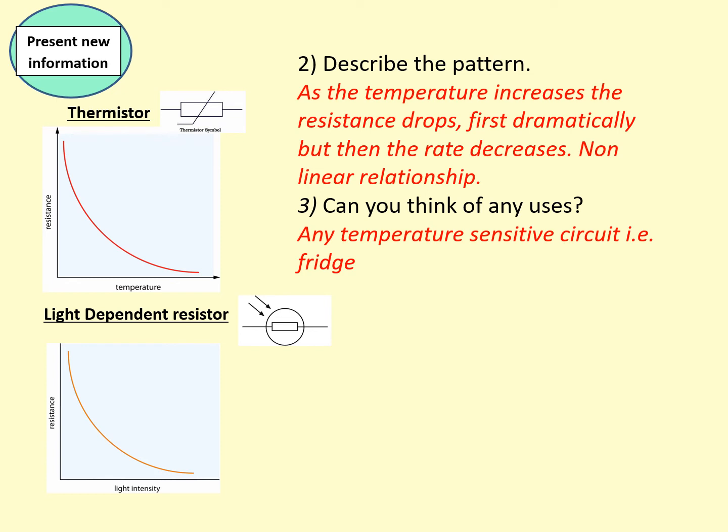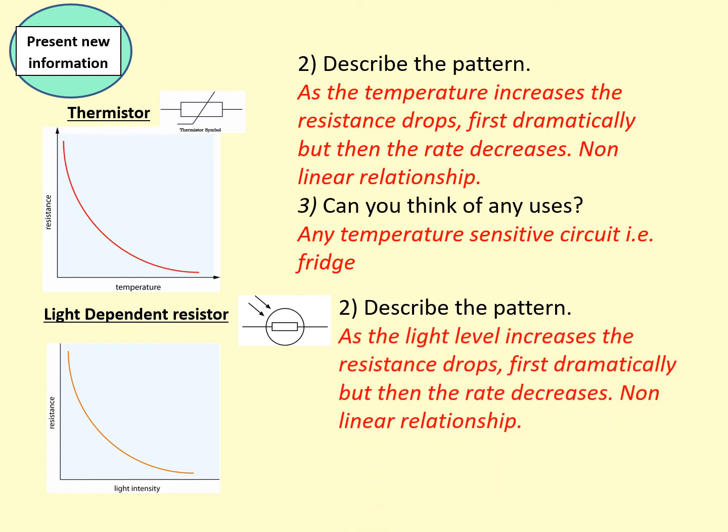So a circuit that's required to adjust its functionality with the temperature, for example, in a fridge. Light dependent resistor, it's got a similar relationship, but obviously we're talking about different quantities. So in this case, we're talking about the light level. As the light level increases, the resistance drops. Again, it's a non-linear relationship.